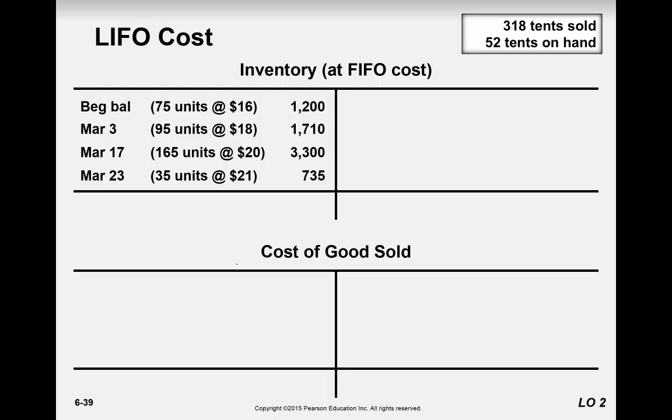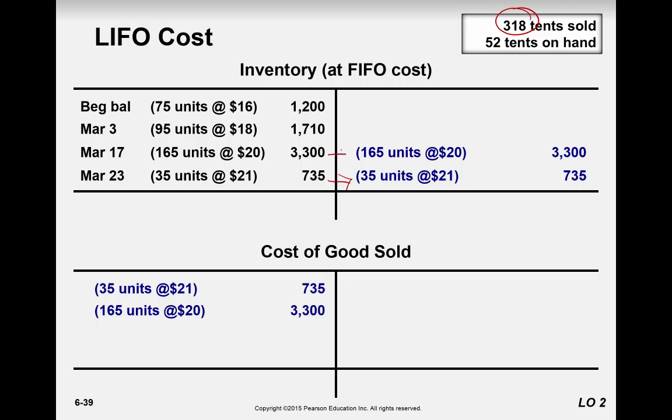So now we're doing LIFO, last in, first out. So in this case, to get to our 318 units, this item moves over first, our 35 units here. Then we sell completely our 165 units. And then lastly, we still need our 95 units here because this yet does not add up to 318.